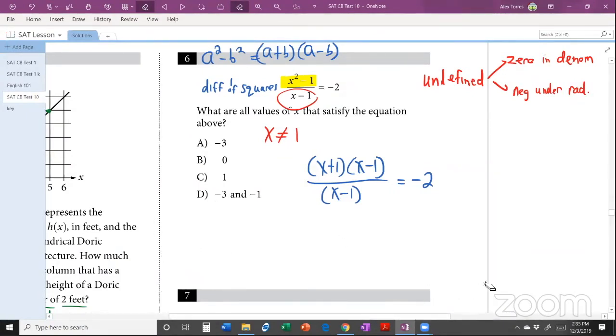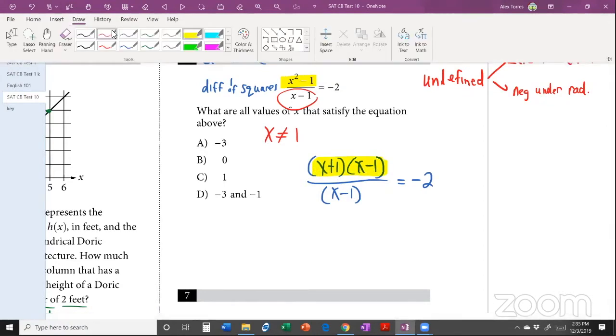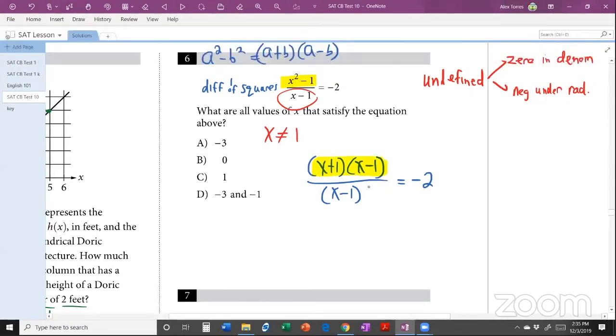And that's the reason why we know that the x squared minus 1 factors to x plus 1, x minus 1. But now if you have an x minus 1 on the top and on the bottom, it's going to cancel away. And we get x plus 1 equals negative 2. Take away 1 from both sides, and x equals negative 3. So the answer here is going to be negative 3 for number 6. So that's A.